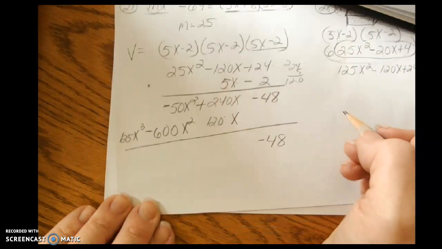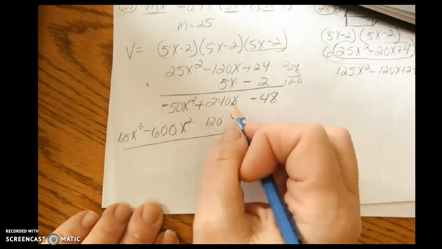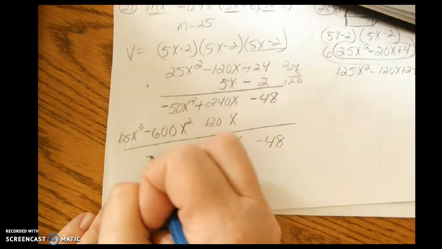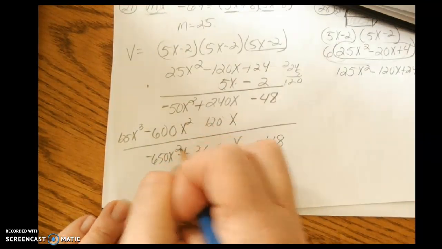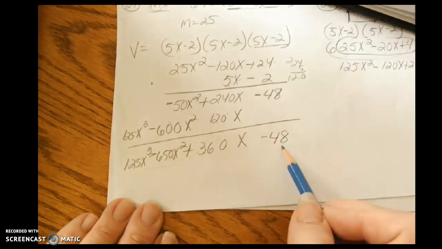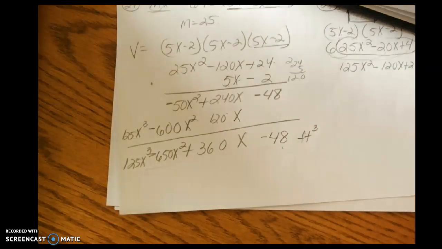Oops, I'm off the bottom, just like at school. When I add these together, I get negative 48 plus 360x, negative 650x squared, and 125x cubed. So this would be the answer for the volume of that cube. And again, this would be feet cubed. Volume is always cubic feet. Okay?